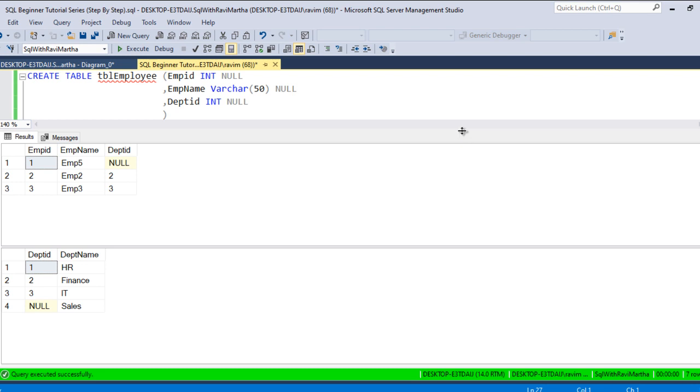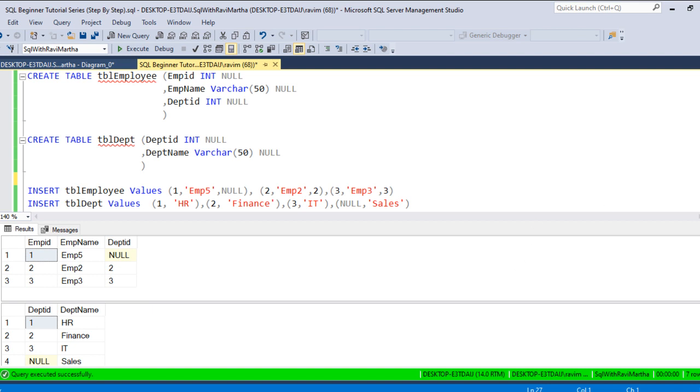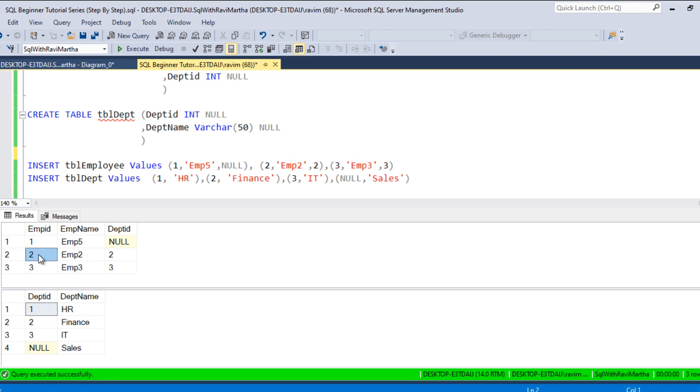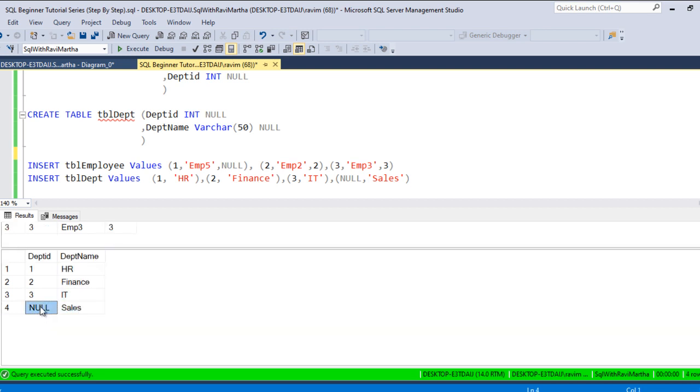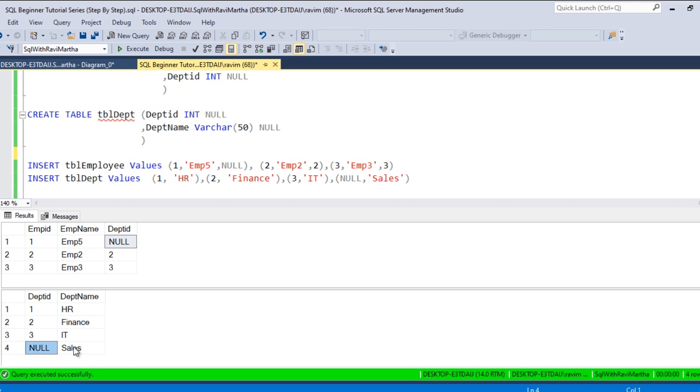Let me run the query. I have already loaded the data in these two tables. Now we have overall three records in the employee table, employee 1, 2, 3, and for employee ID 1, the department ID is null. Similarly, for the fourth record in the department table, the department ID is null, right? Now let's quickly apply those joins to these two tables, right?